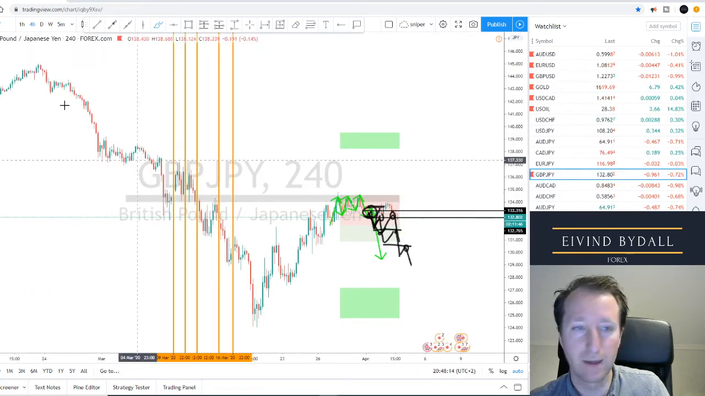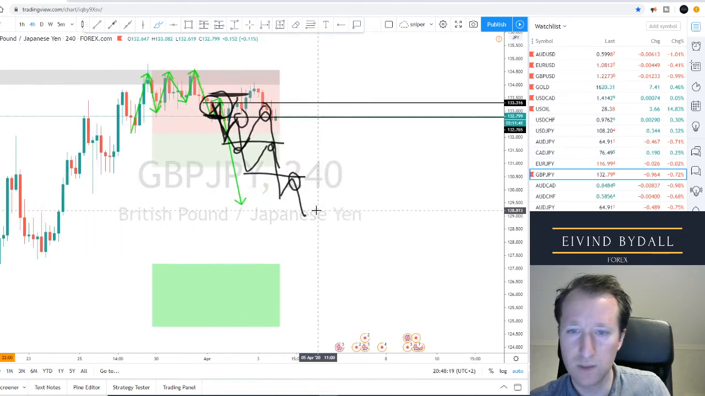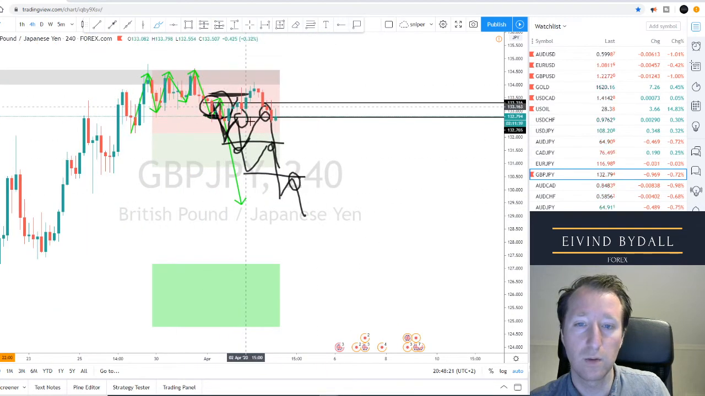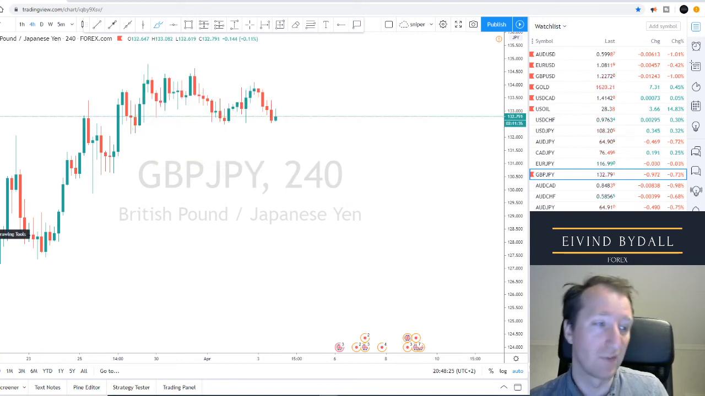Pound yen has also been one of the stranger ones this week, I must say. I wanted down, down, down. Didn't go down, down, down. We were just sideways, sideways, sideways.